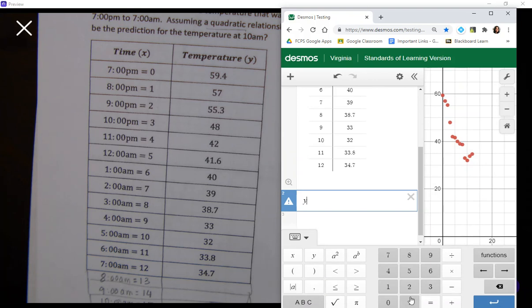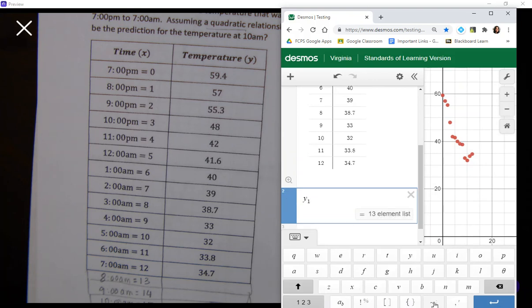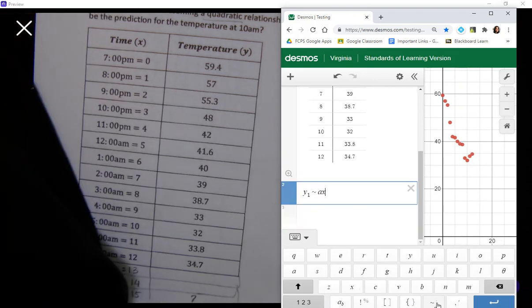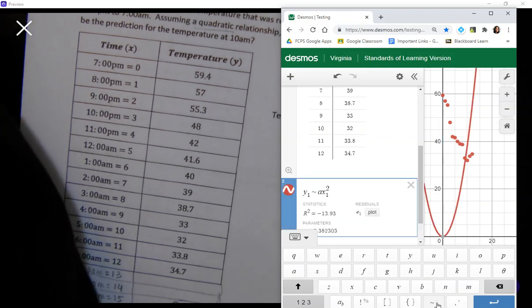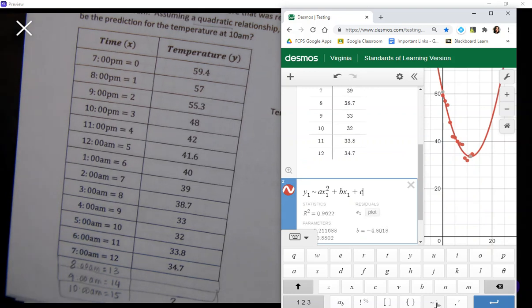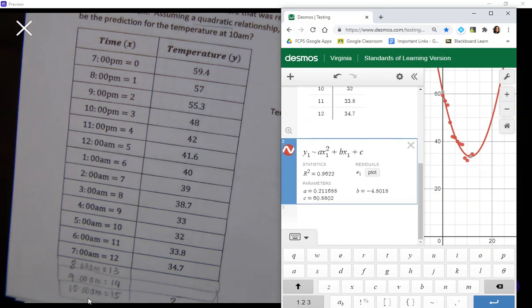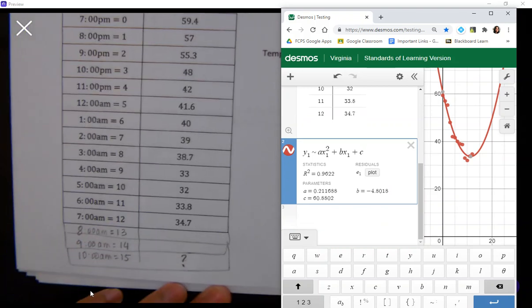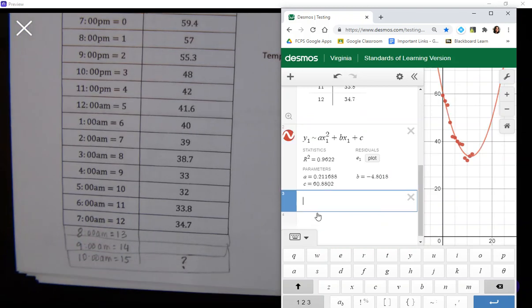So you're going to put y1 regressed against ax1 squared plus bx1 plus c. It's easier for me to just type it. So there you go. It's not the best of the models. It's a 96% match, which is still good, not too bad. So here, now we can find the temperature at 10 a.m. by finding it at x equals 15.